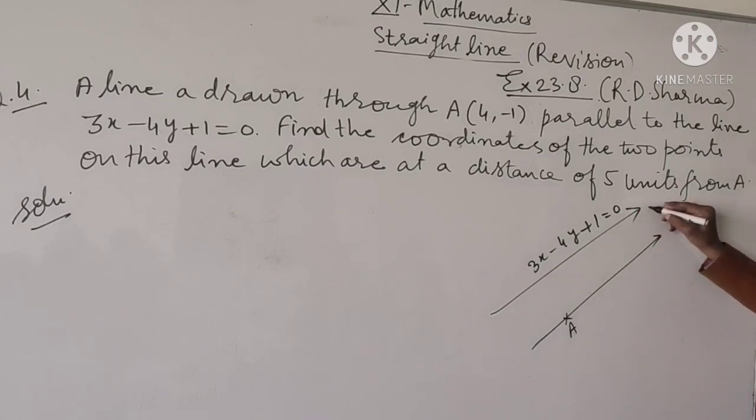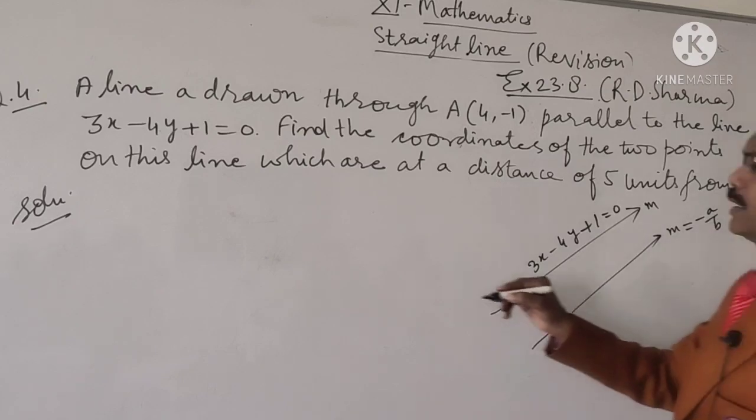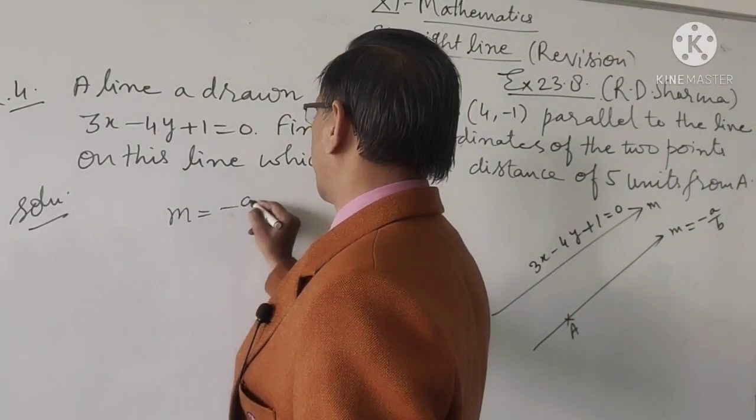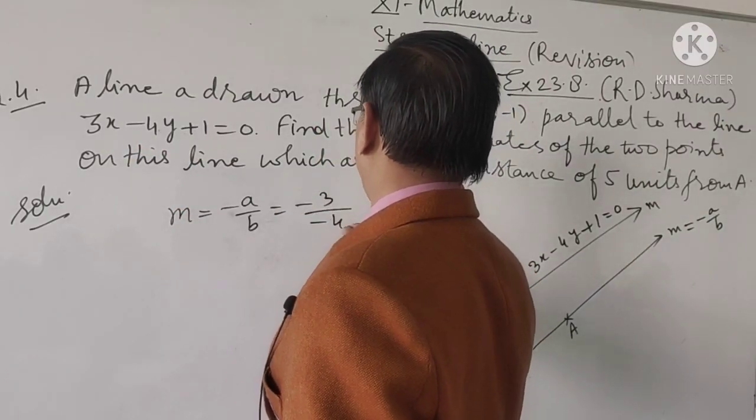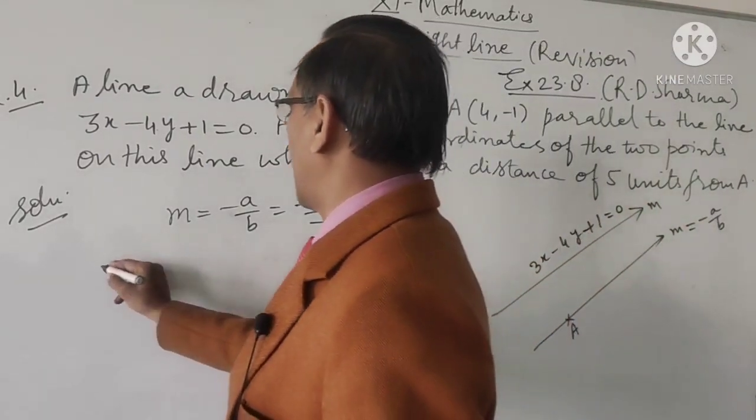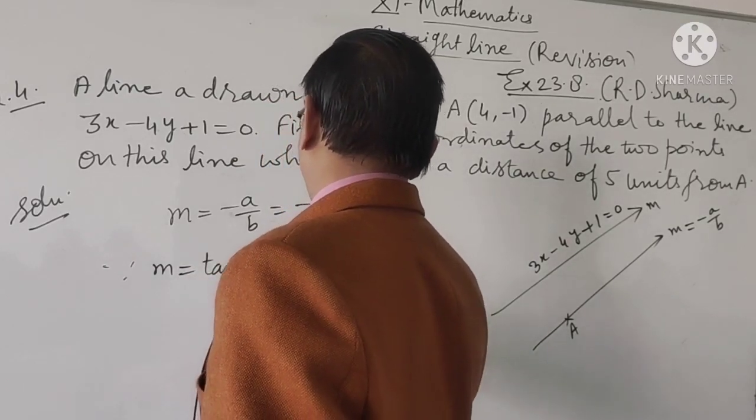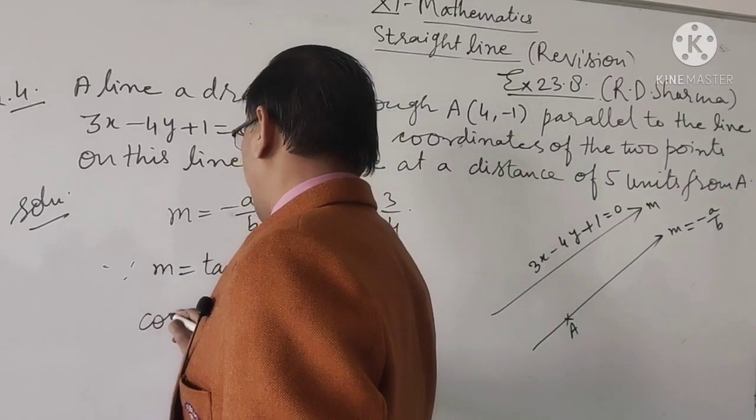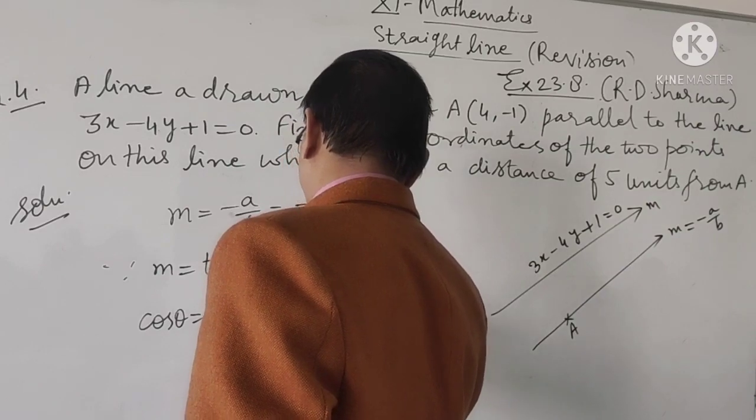So slope of this line equal to the slope of required line. So the slope of this line, there is a formula of slope, m equal to minus a upon b. Here a equal to 3 and b is minus 4. So it is 3 by 4. Let it be m, since m equal to tan theta, therefore it is 3 by 4, and cos theta is 4 by 5 and sin theta is 3 by 5.